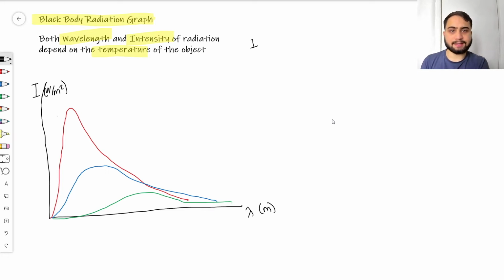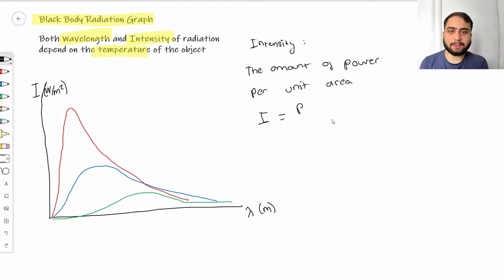So let's define it. Intensity. So intensity is the amount of power delivered by some bundle of radiation per unit area. So as always, we like equations in physics, so we get I for intensity is equal to P over A. Now what are the units of I? Well, power is in watts and area is in meters squared. So intensity, as you can see on the y-axis of our graph here, is in watts per meter squared. And as always, on the x-axis we have lambda, which is in meters.